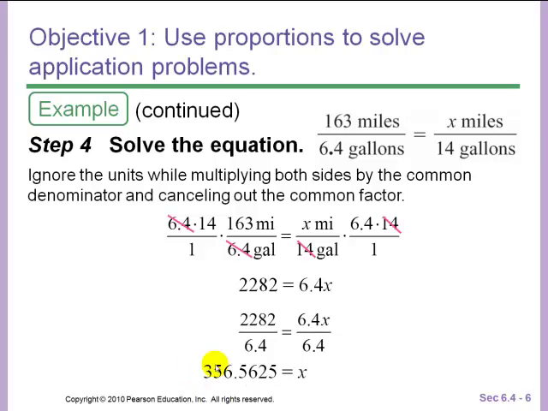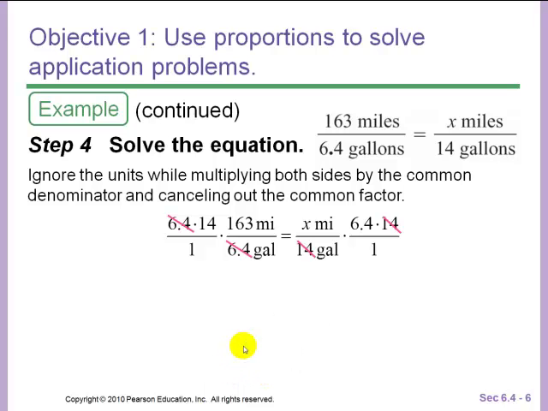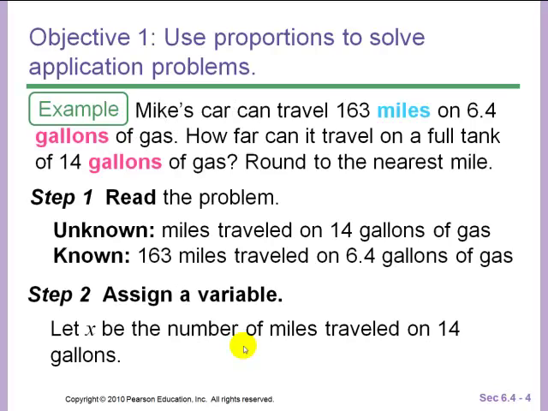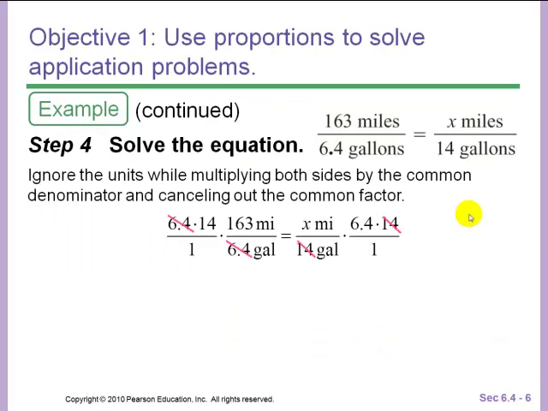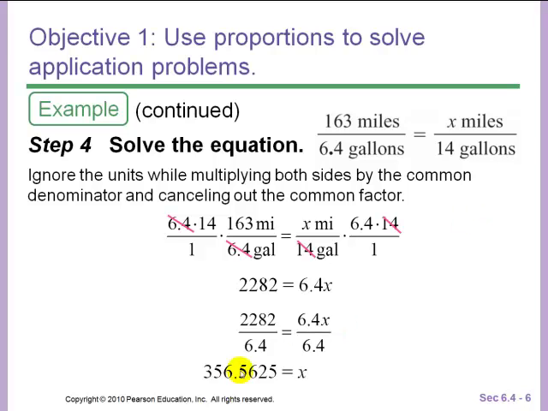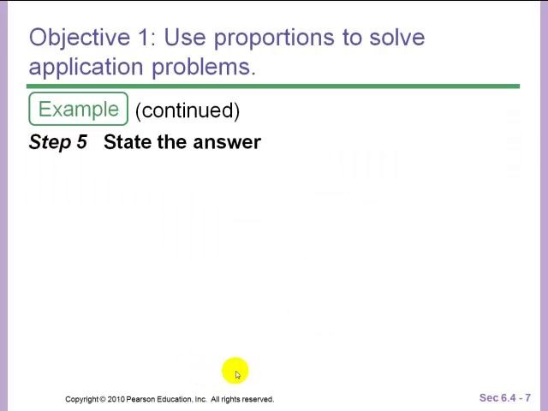I will admit this is slightly difficult long division. I don't expect you to do any long division past this, particularly in this case because the problem told us to round to the nearest mile. So really all you needed was something in the tens place so that you could round to the nearest mile. In this case it would round to 357.